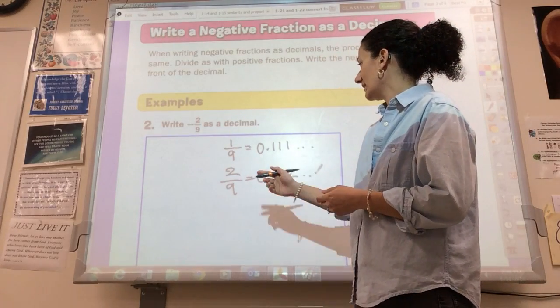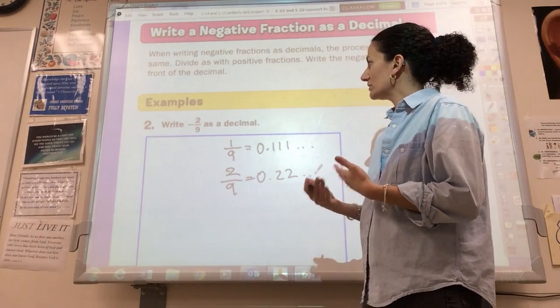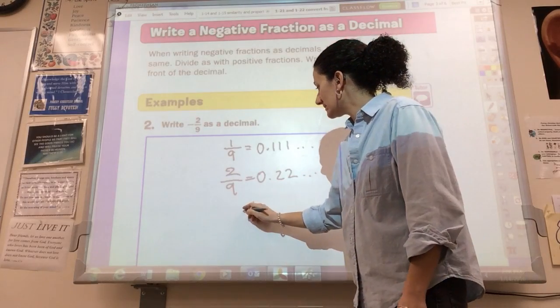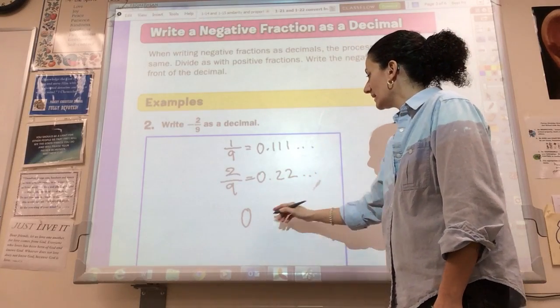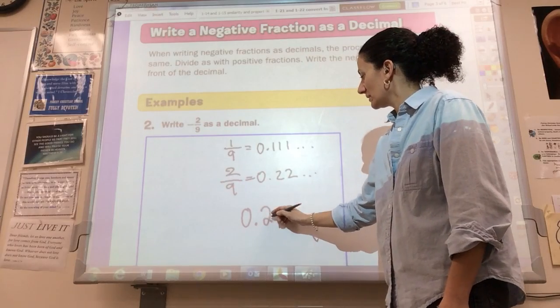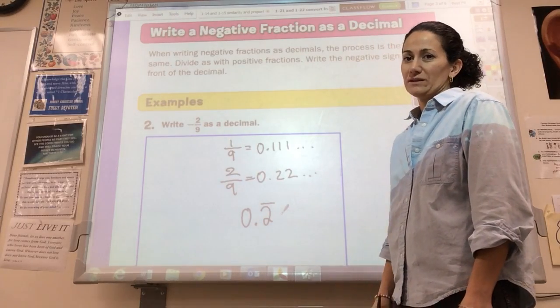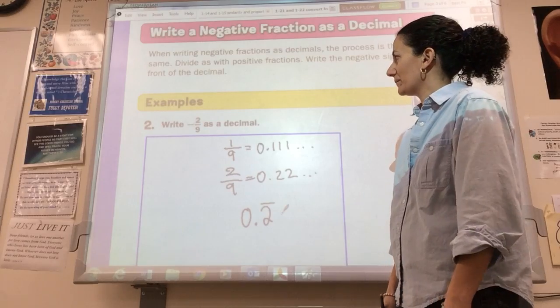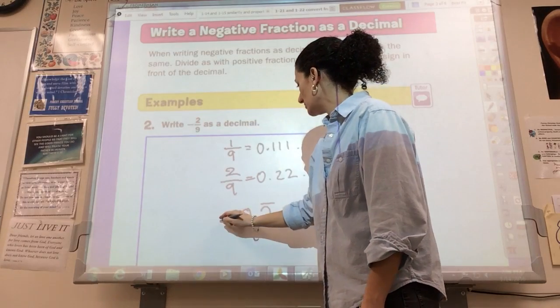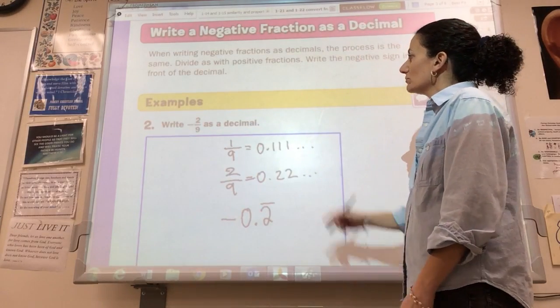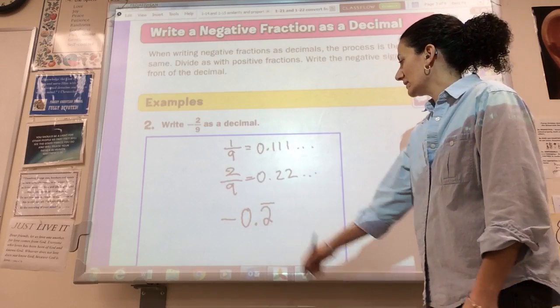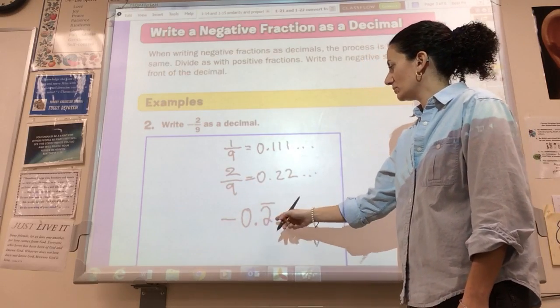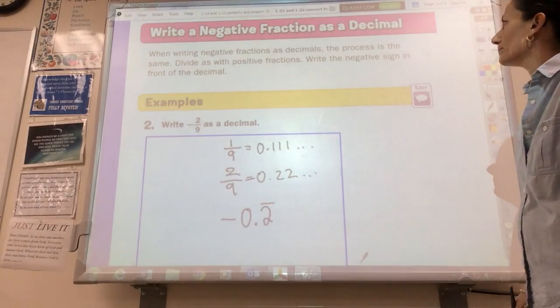So 2/9, as we just wrote here, is 0.222. So instead of writing the 2's and the dots, I'm going to now use bar notation. I'm going to put a bar over the 2 to show that it keeps repeating. This is also a negative, so I'm just going to pop in my negative. So negative 2/9 as a decimal is negative 0.2 with a bar on the top.